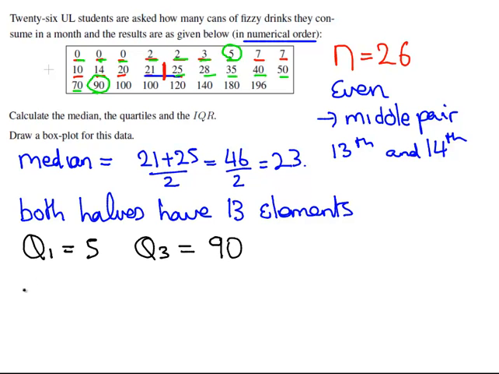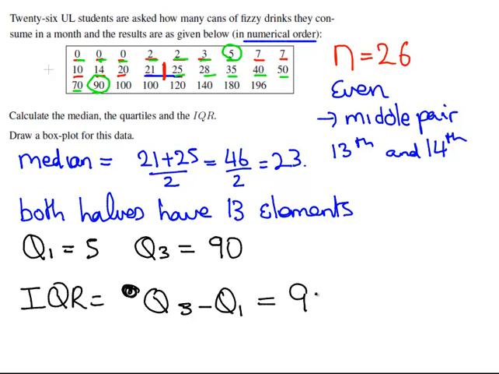Okay, the next thing we're asked for is the interquartile range, and the interquartile range is simply the difference of those two numbers. It is Q3 minus Q1, and that's equal to 90 minus 5, and that's equal to 85. So the interquartile range is 85. So we have the first half of the question answered. What we have to do now is draw the box plot.